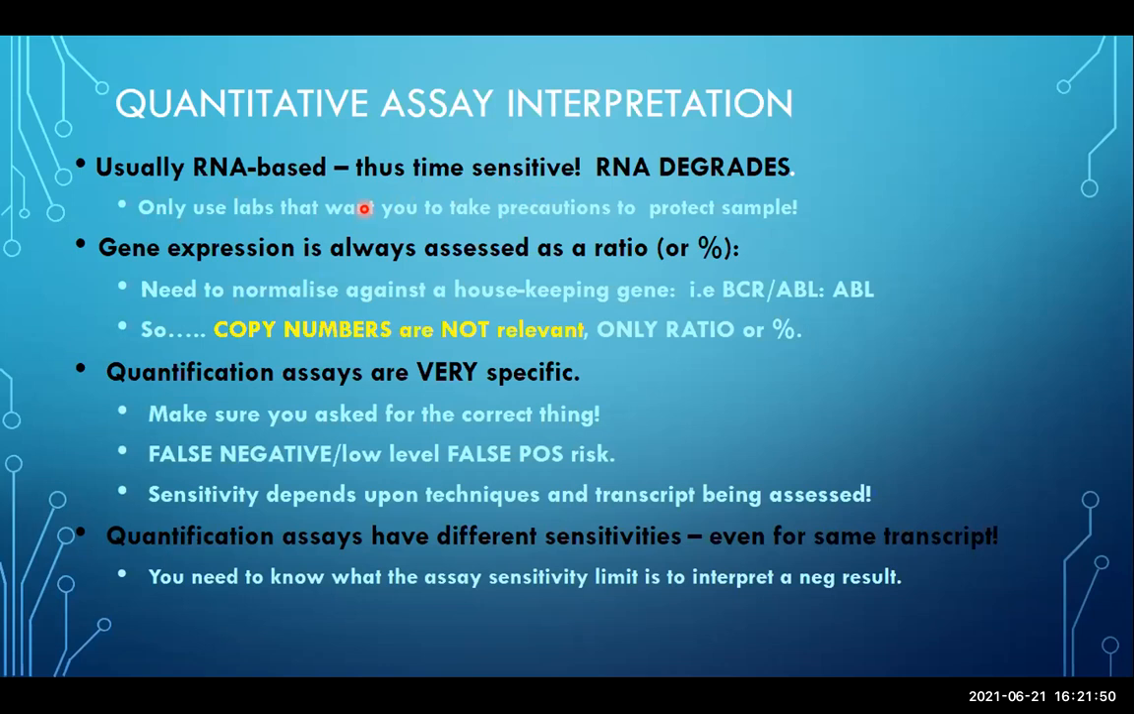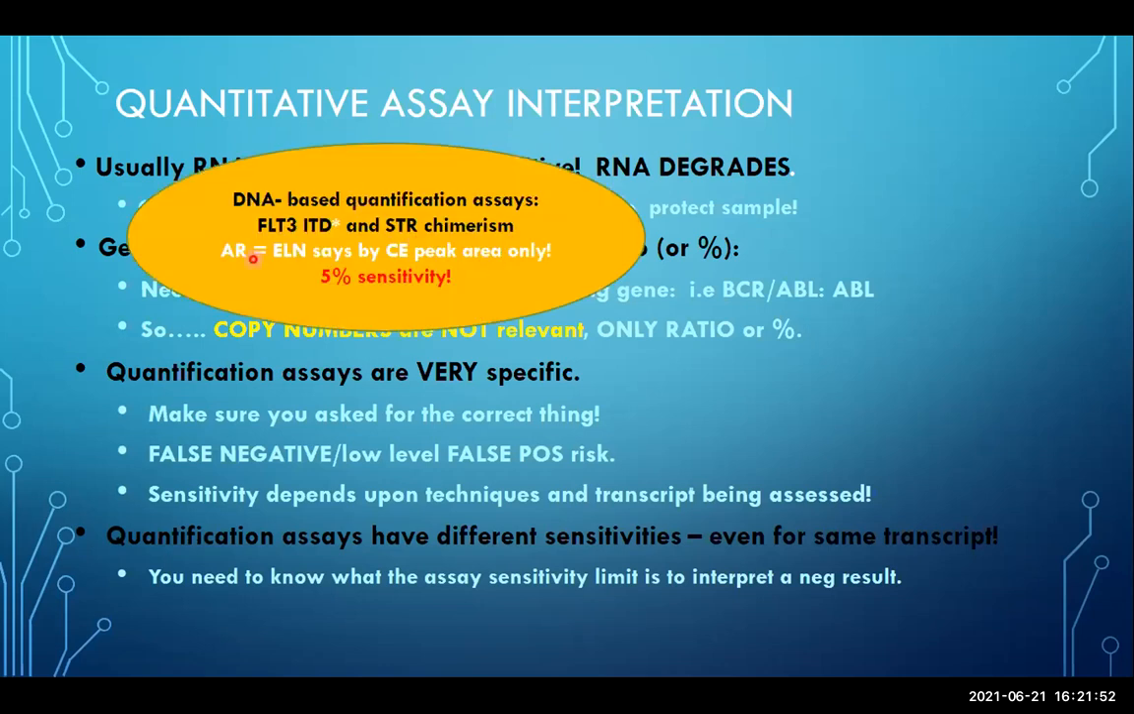While I'm saying it is usually RNA based, I did just mention the FLT3 ITD is now regarded as a quantitative assay because you're looking at the allelic ratio. That is relative quantification of the area of the mutated peak over the amplification of the wild type in the same tube. So this is relative quantification. And STR chimerism via STR PCR genotyping both use capillary electrophoresis and have a 5% sensitivity. So they're not very sensitive.